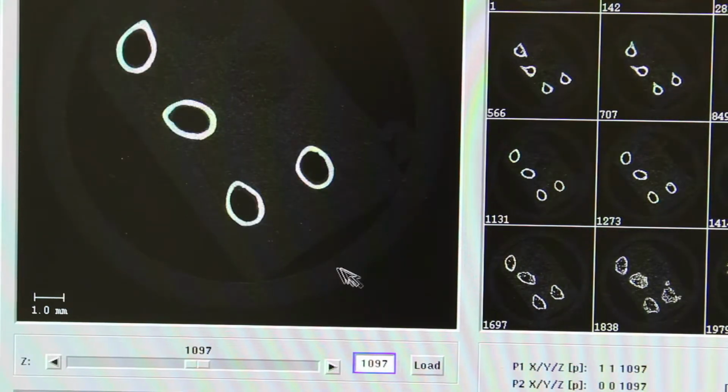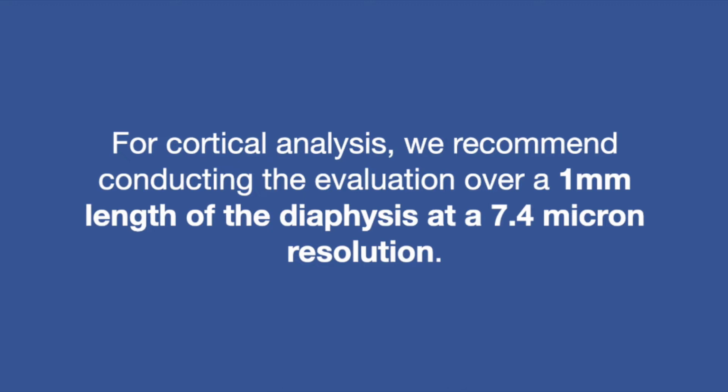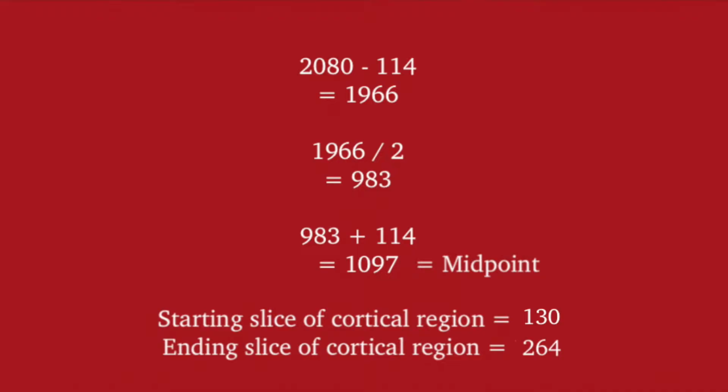For cortical analysis, we recommend conducting the evaluation over a 1 mm length of the diaphysis at a 7.4 micron resolution. This is equivalent to about 135 slices, where the cortical region corresponds to about 67 slices greater than and 67 slices less than the identified midpoint. We denote the starting slice of this region as 67 slices less than the midpoint.